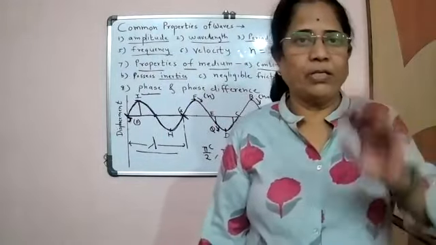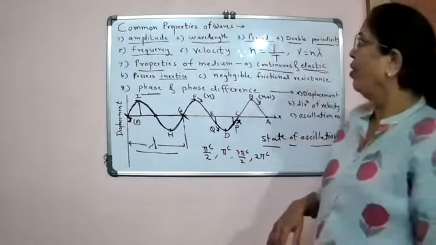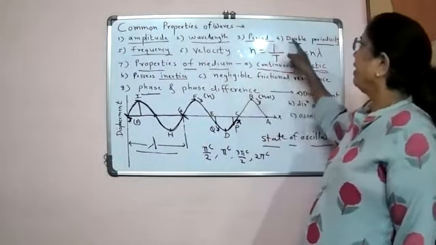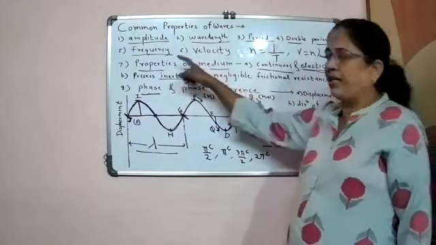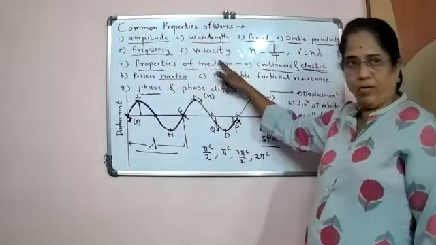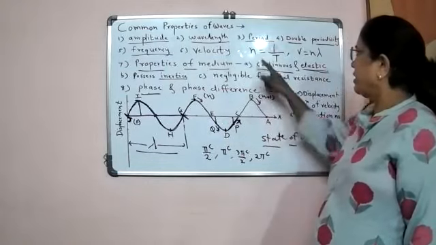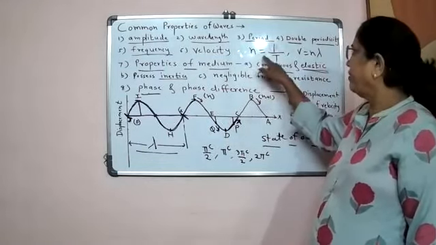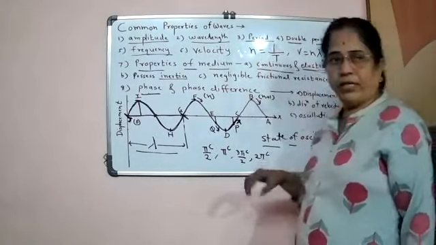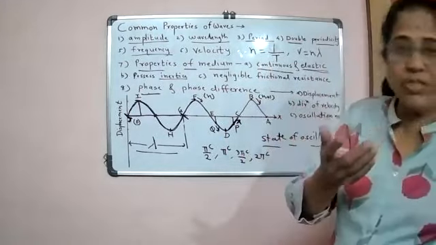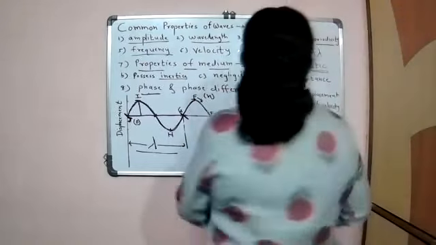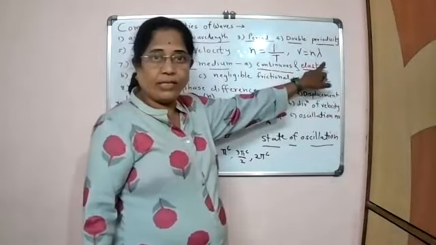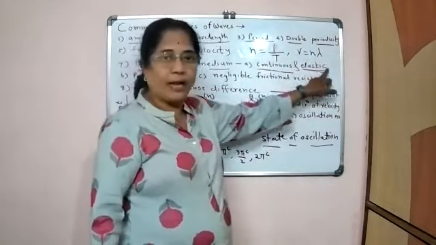मग आज काय काय बघितलं आपण, कॉमन प्रॉपर्टीज ऑफ वेव्स, एम्प्लिट्यूड, वेवलेंथ, पीरियड, डबल पिरियडिसिटी, then frequency, velocity. This is the formula or relation between the frequency and period, n equal to 1 upon T. Then what is the relation between velocity, frequency and wavelength? It is v equal to n lambda.